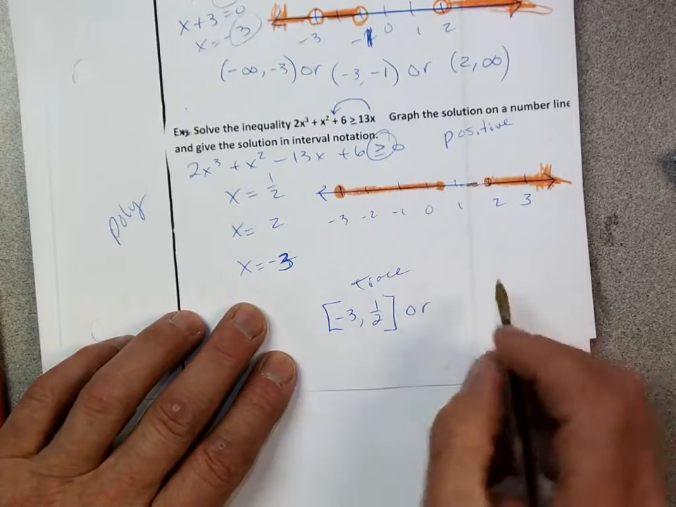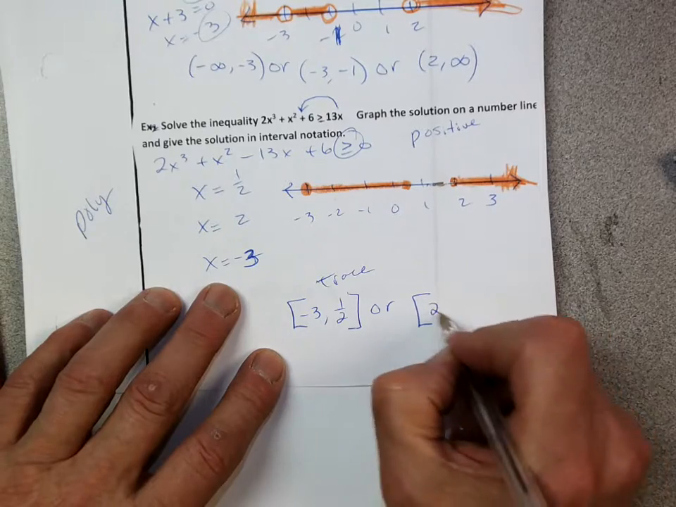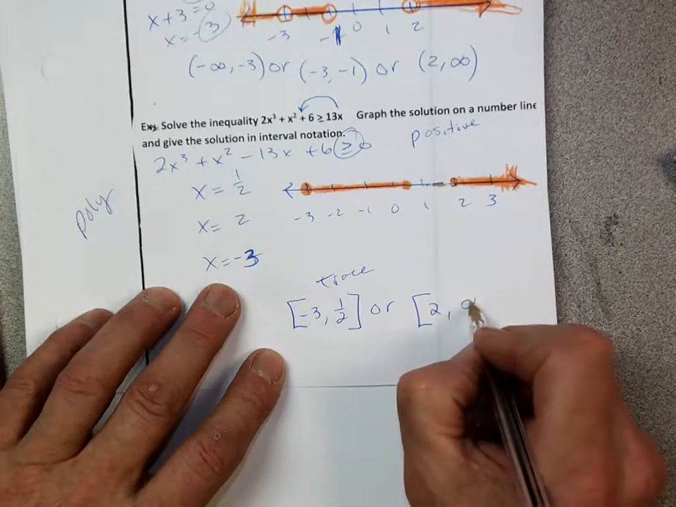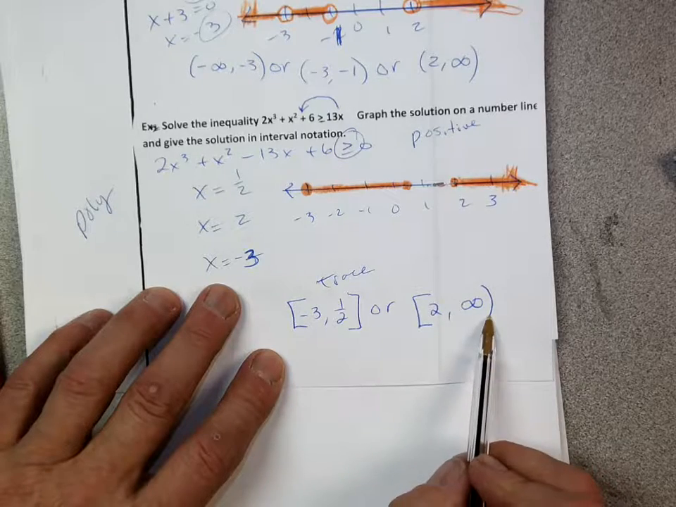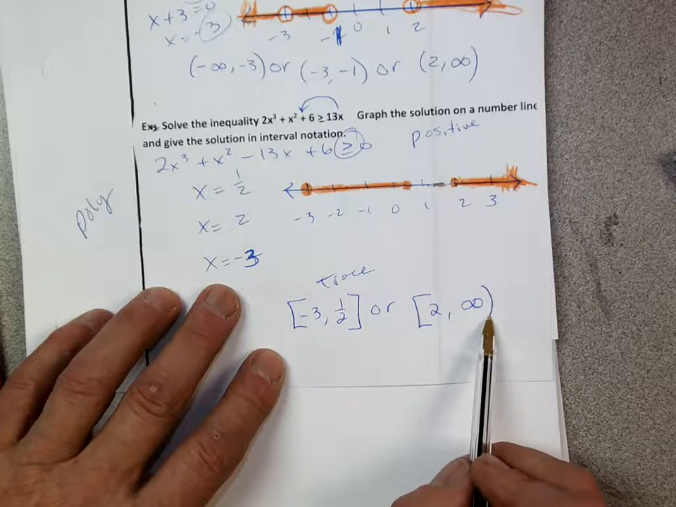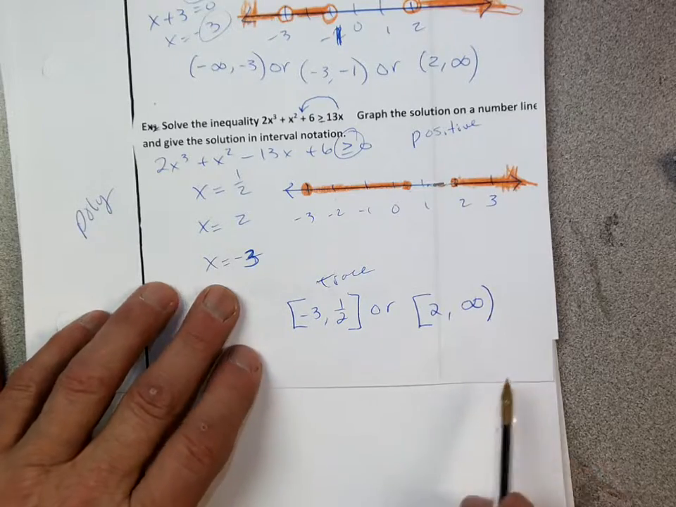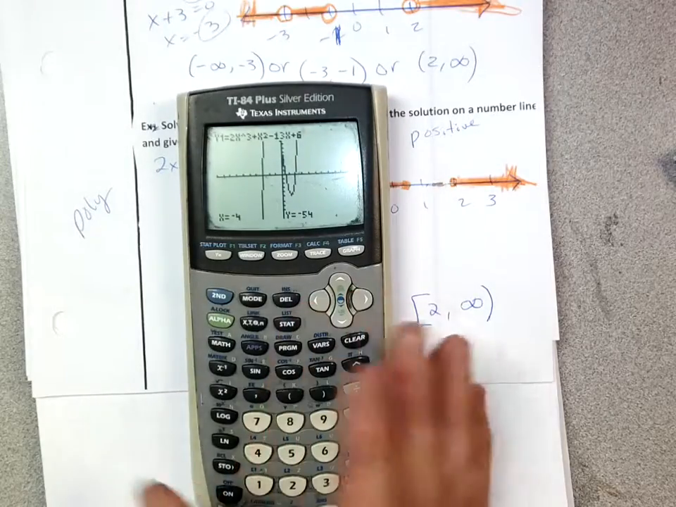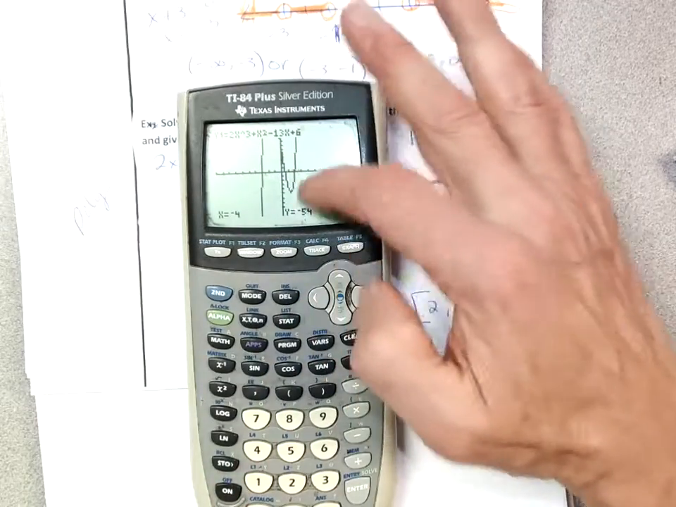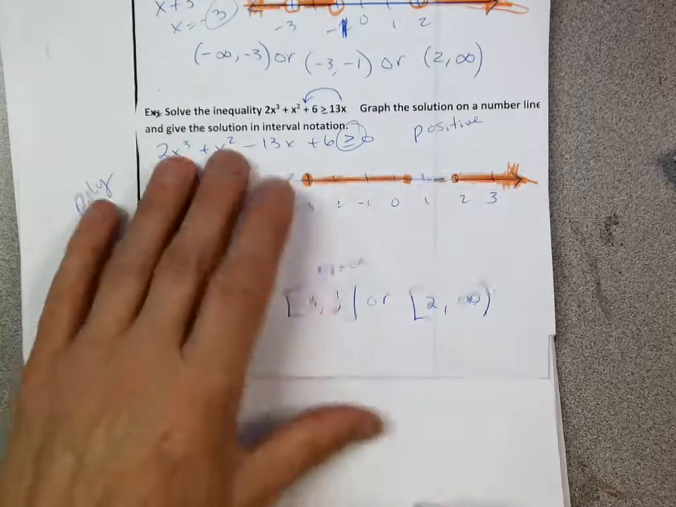Bracket, or bracket at 2 comma infinity, parentheses. It has to be parentheses because you can't get to infinity to put a dot, can you? You can't get to infinity, so you just have to leave that, okay? Thumbs up? So the calculator really does it. In fact, you can even see it from the calculator what's greater than 0 and what's less than 0, can't you? It's actually pretty easy, okay? All right, turn the page.